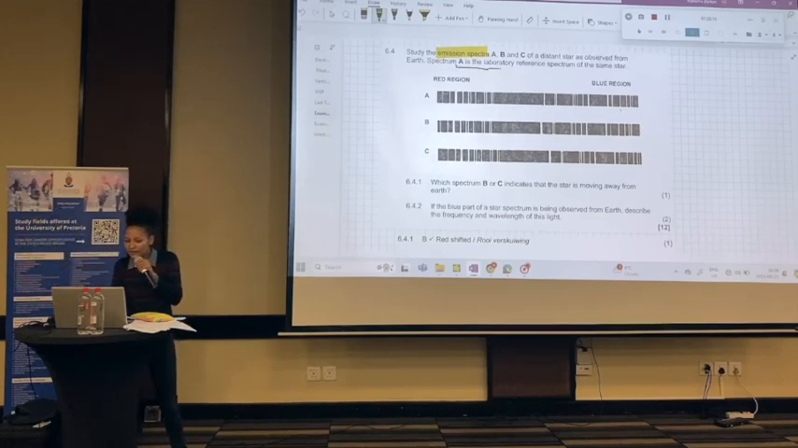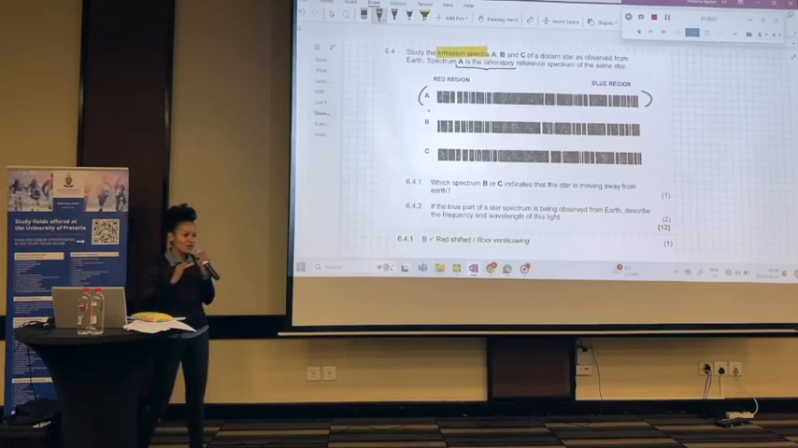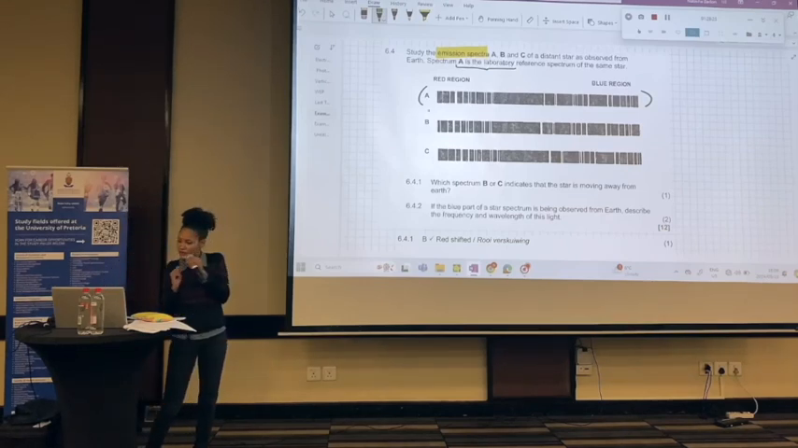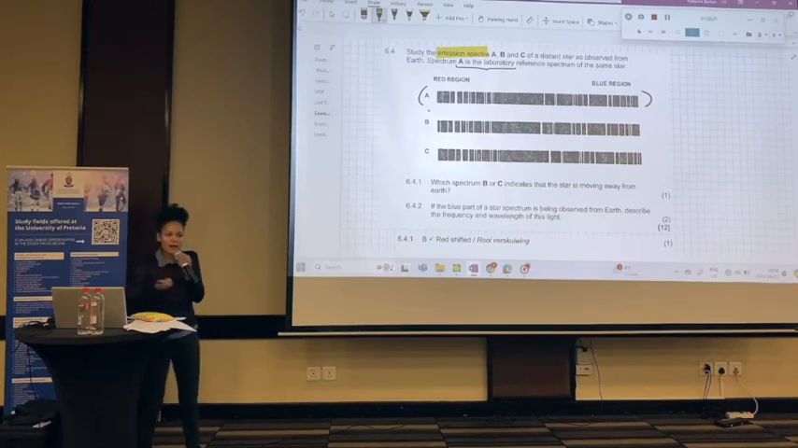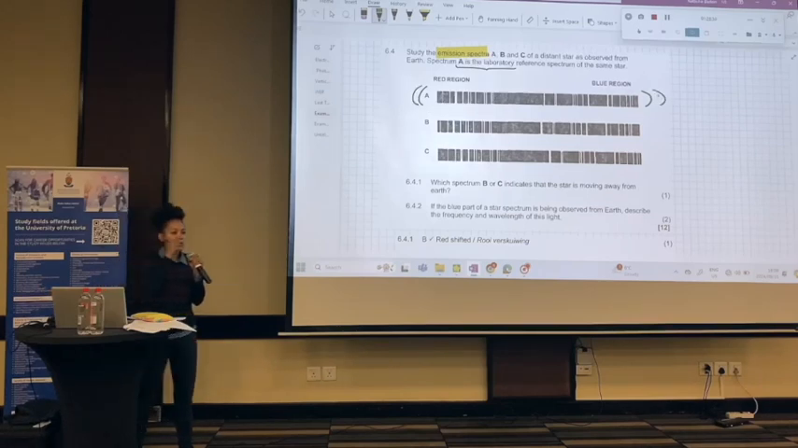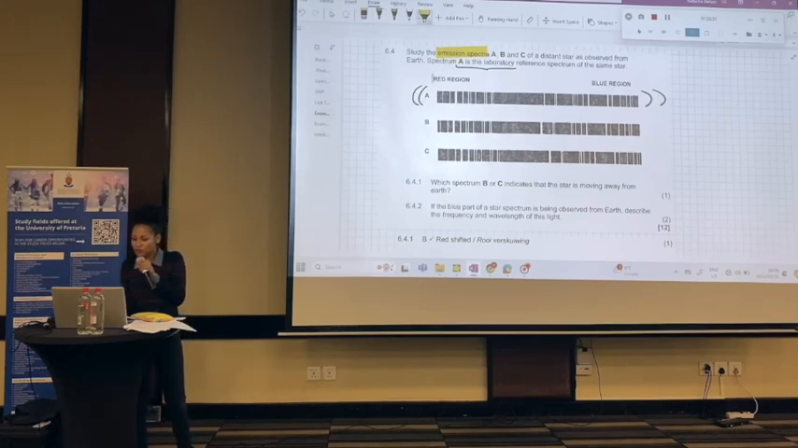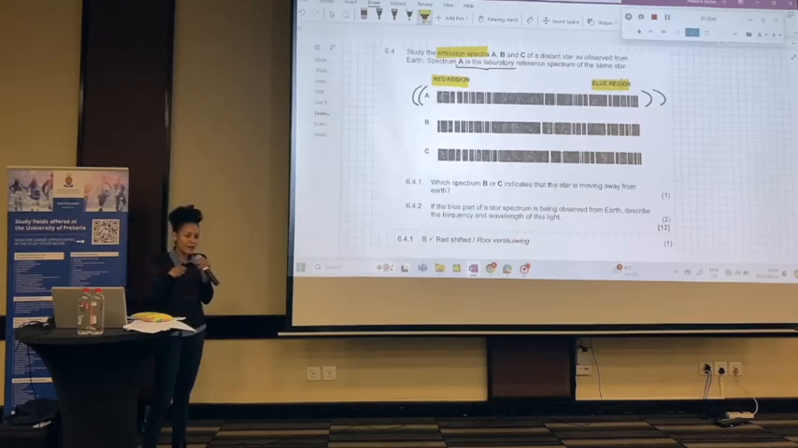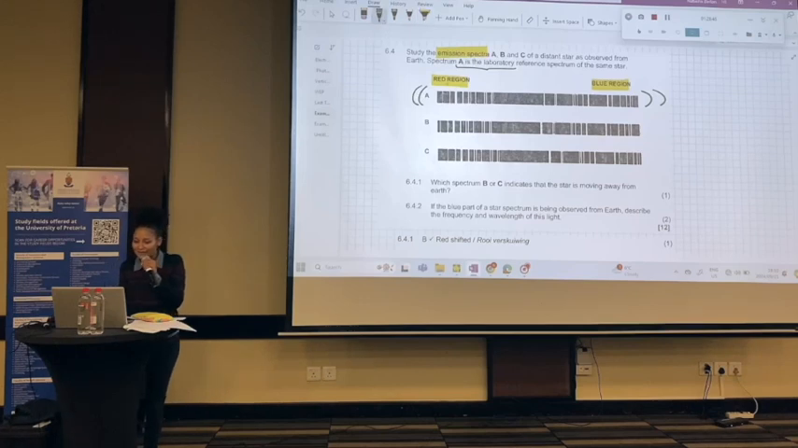Spectrum A is in the lab, and it is the reference spectrum. You see this one? That's the reference spectrum. When nothing is moving and we detect the light that is being emitted by a certain atom or a certain molecule, then this is what we're going to get. What I found most people skipped was they didn't read what was at the top. Red region, blue region. We don't give our papers in color. DBE doesn't give color. But we do give you guides so that you know which side is which.